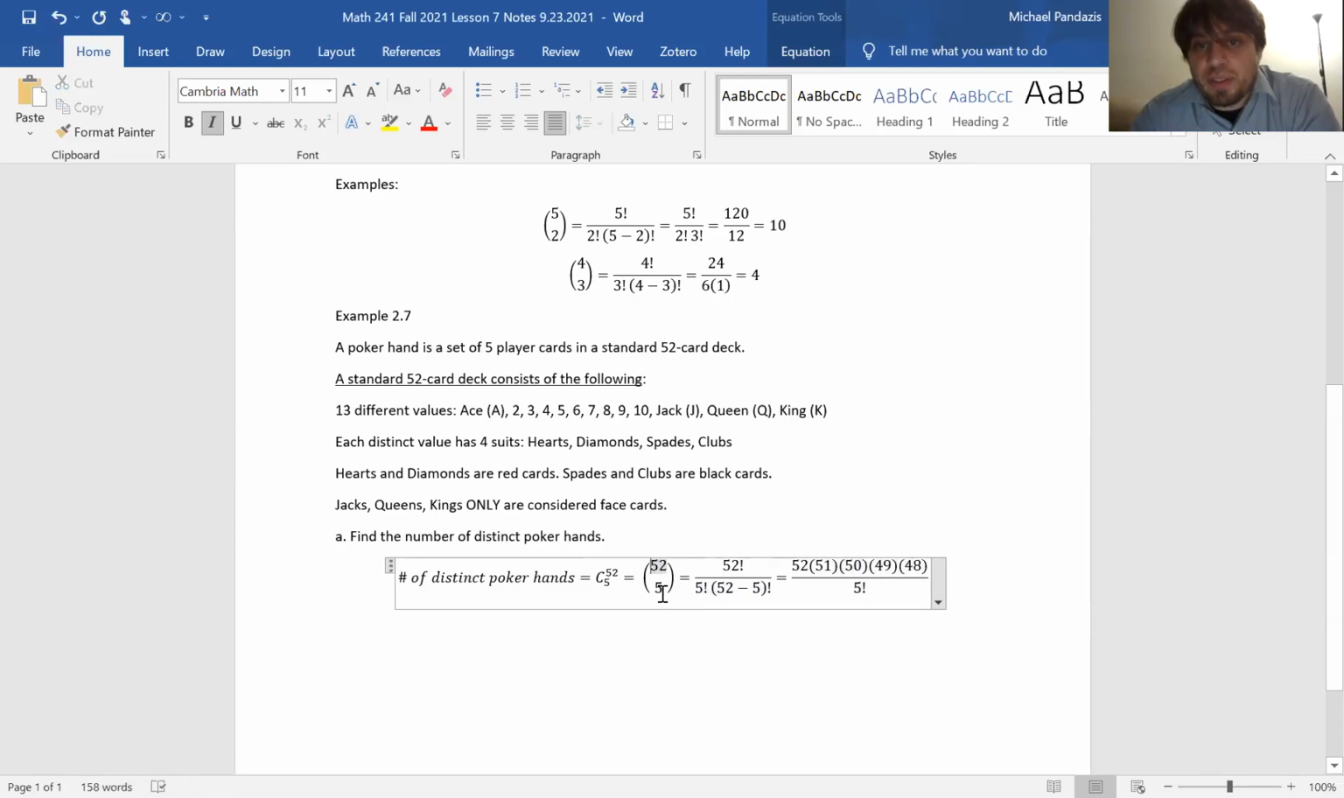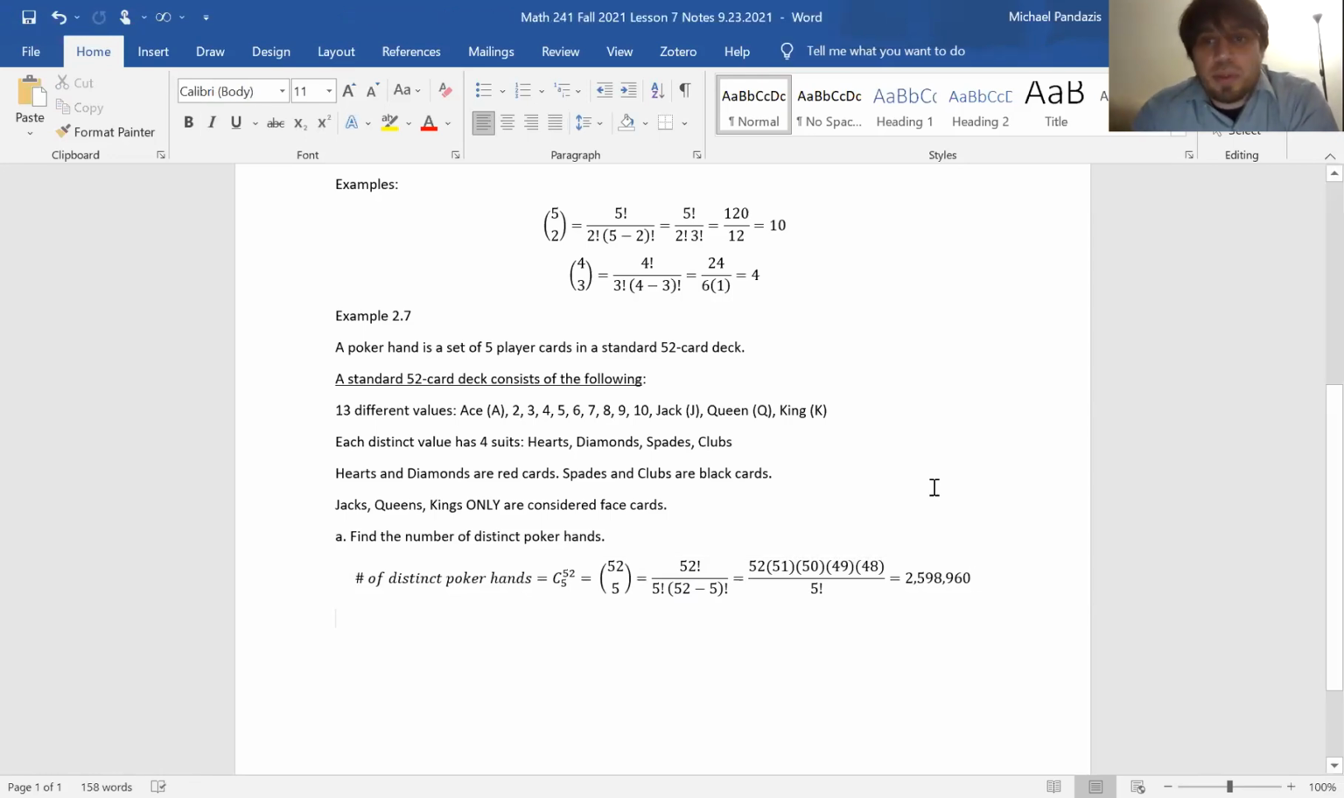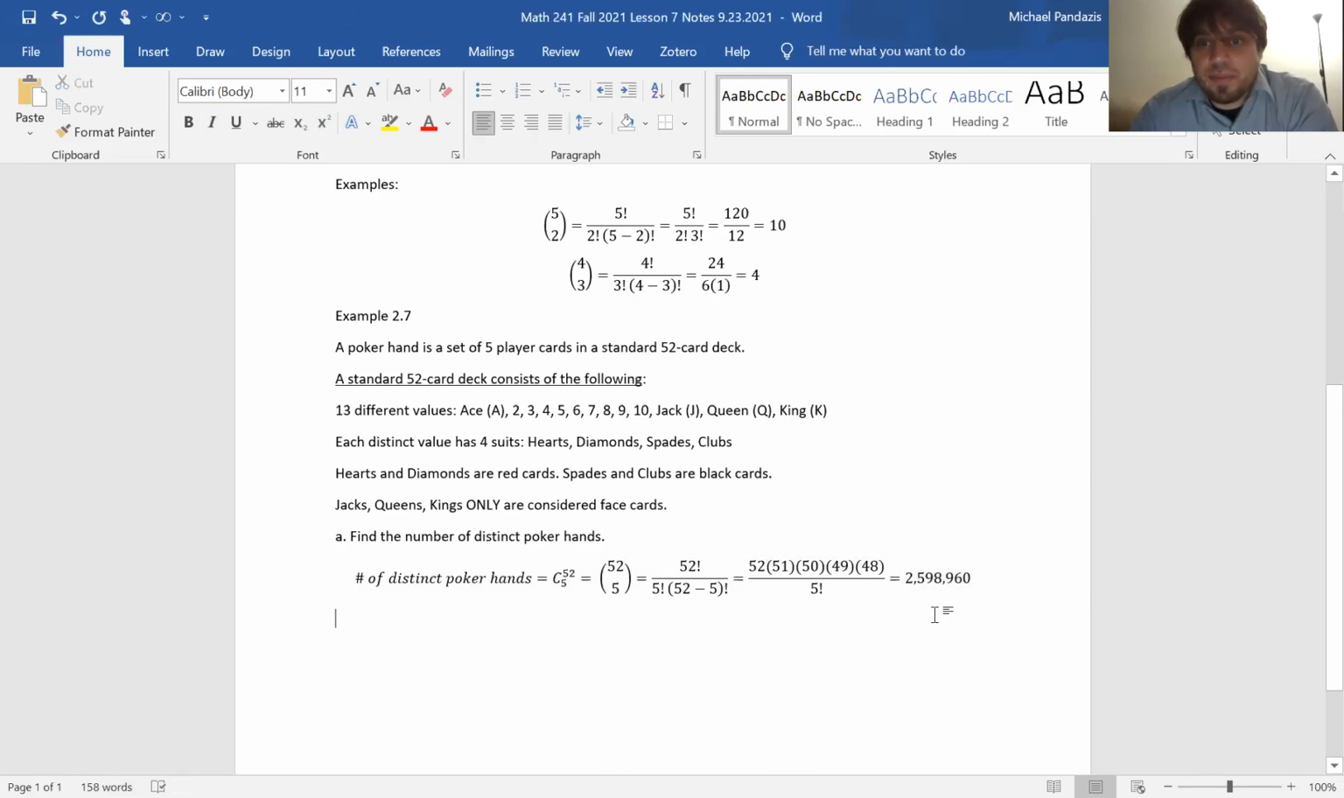The easy way to remember it is, for 52C5, you just multiply 5 numbers in the numerator, starting with 52 and decrementing by 1 each time: 52 times 51 times 50 times 49 times 48. That's a product of 5 integers, decreasing by 1 each time. And then you divide by 5 factorial, this 5 here. You can use your calculator for this, and you get 2,598,960. So that's the number of distinct poker hands.